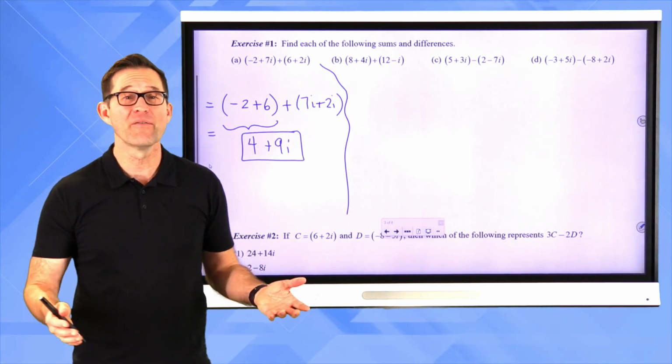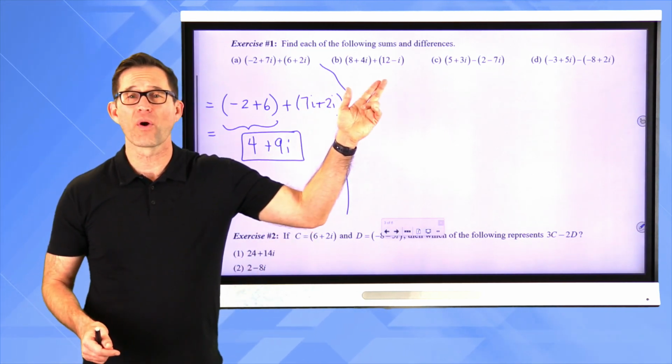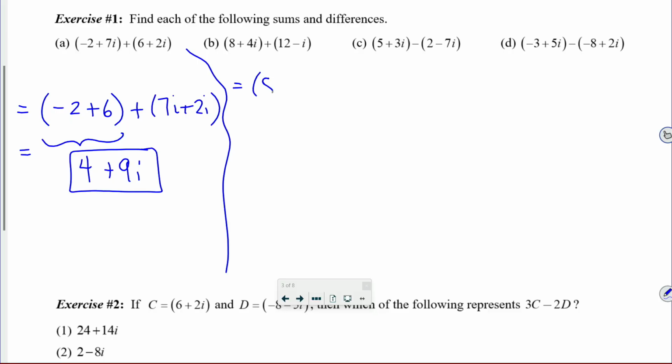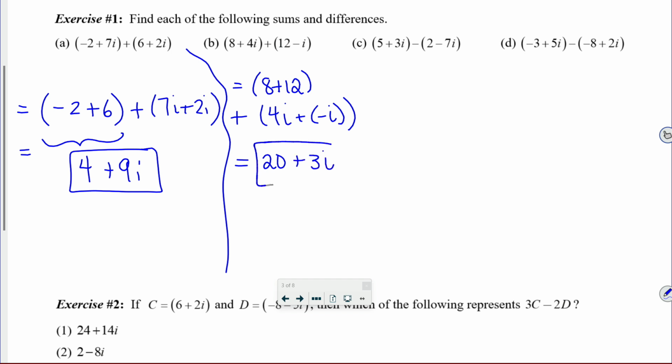All right, again, very, very simple. We have 8 plus 4i plus 12 minus i. We can easily just group this by adding the two real numbers together and then adding the two imaginary numbers together. 8 plus 12 is 20. 4i plus -i is a positive 3i. So we just have 20 plus 3i.